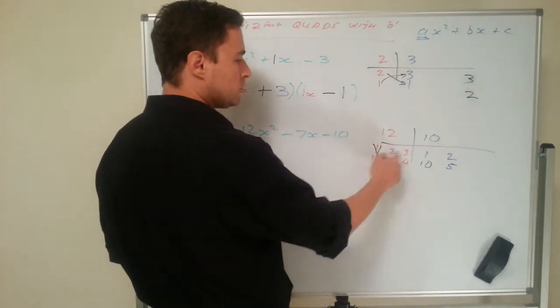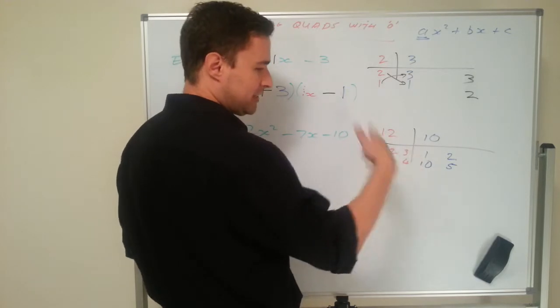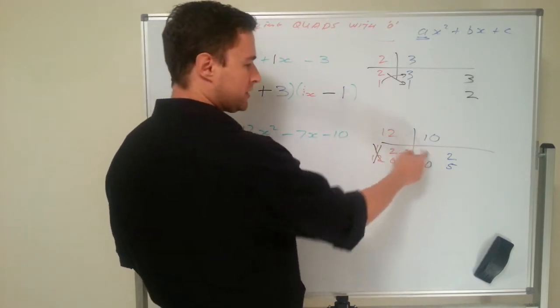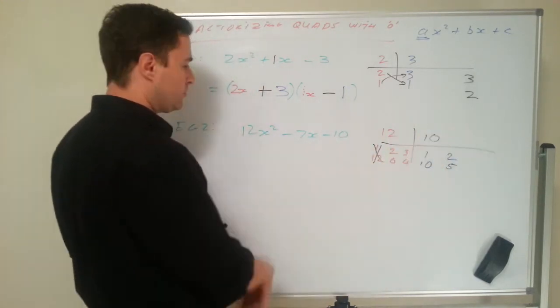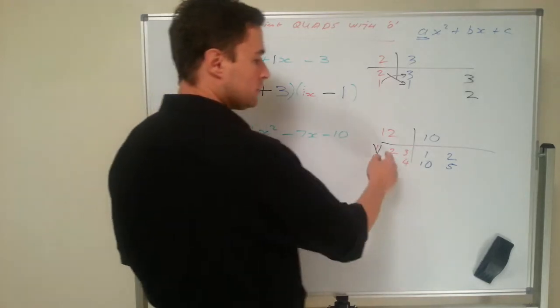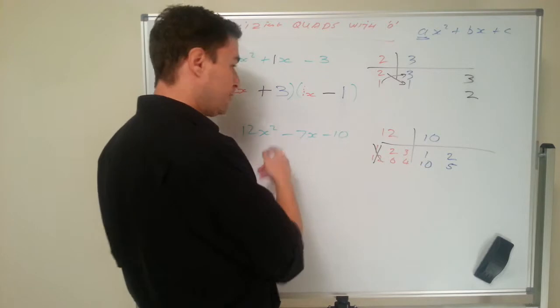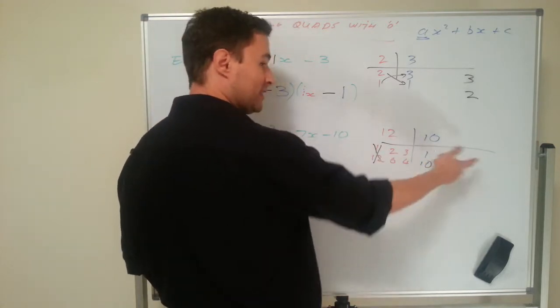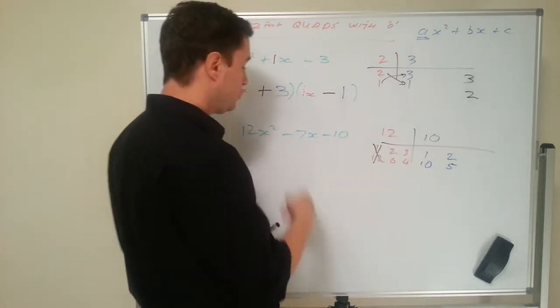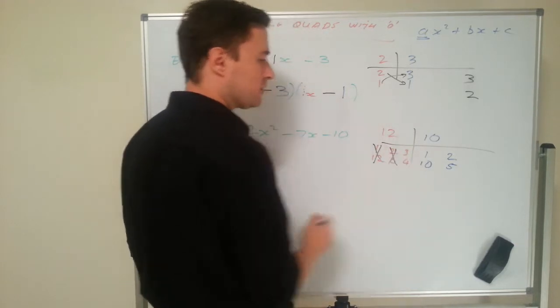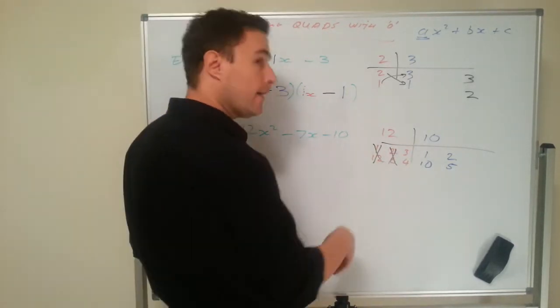Let's do this one. 2 times 1 is 2, 6 times 10 is 60, you never get to 7. 6 times 1 is 6, 2 times 10 is 20, 6 and 20 never give me 7 either. 2 times 2 is 4, 6 times 5 is 30, 4 and 30 never give me 7. 2 times 5 is 10, 6 times 2 is 12, I either get 22 or 2, I won't get 7. So 2 and 6 doesn't work. You with me?